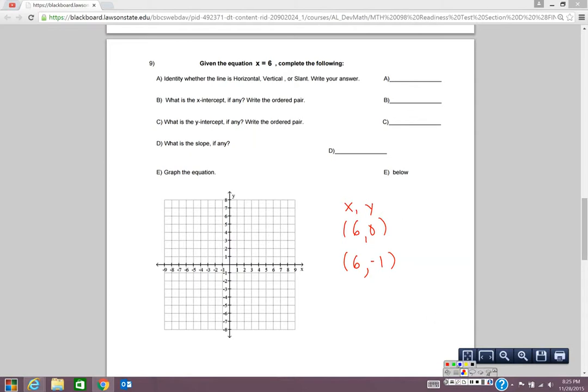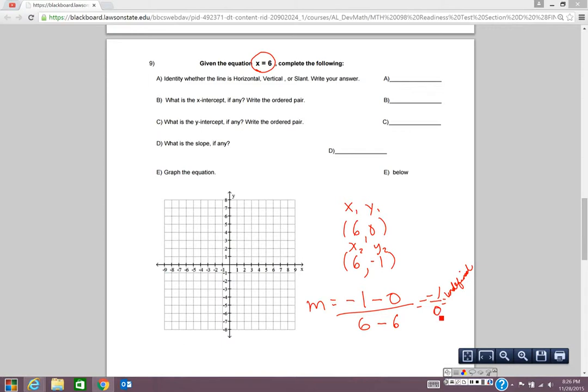We can treat this as our first and second sets of points and put it in the slope formula, which is y sub 2 minus y sub 1 over x sub 2 minus x sub 1. As you can see, we get -1 over 0, which is undefined. So when you have x equals a constant, the slope is undefined.